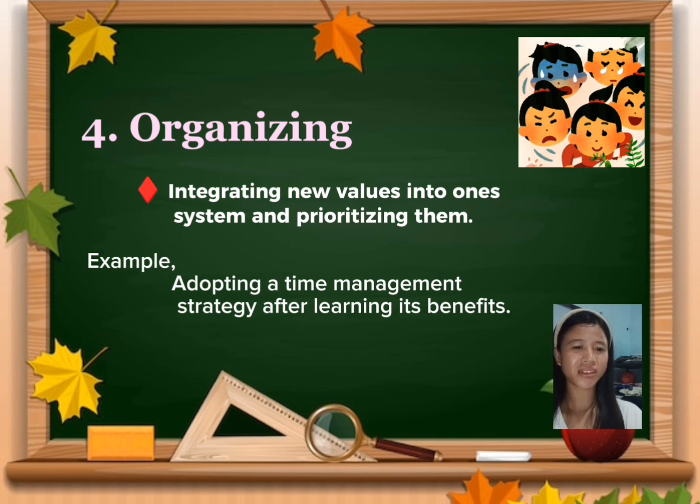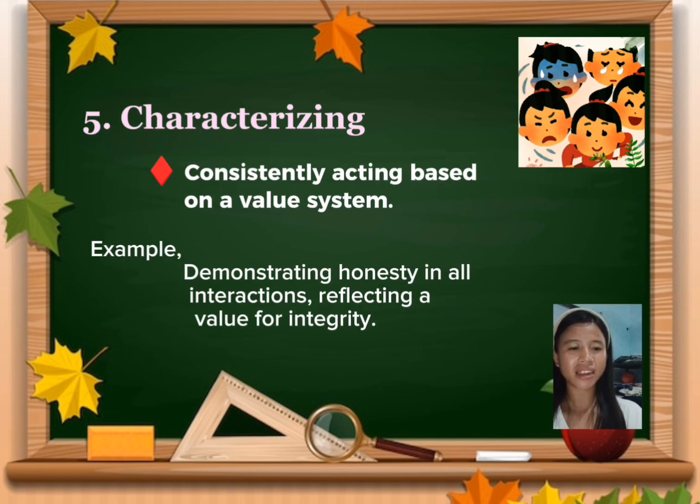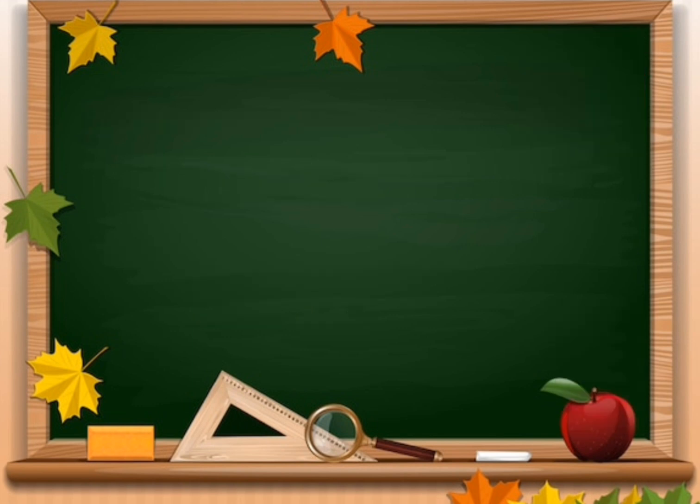Fourth, we have organizing, integrating new values into one's system and prioritizing them. For example, adopting a time management strategy after learning its benefits. The last, we have characterizing, consistently acting based on a value system. For example, demonstrating honesty in all interactions, reflecting a value for integrity.